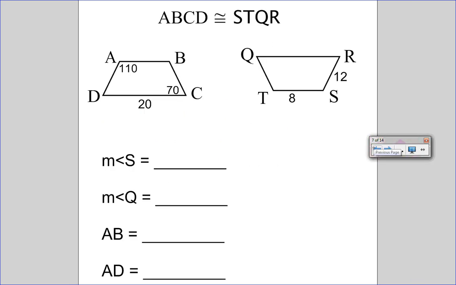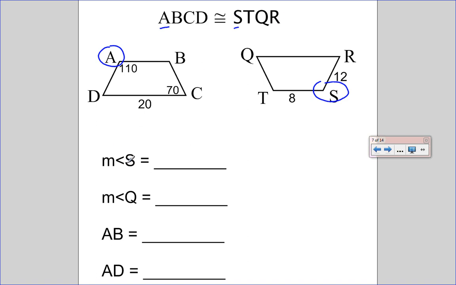All right, so we have polygon ABCD is congruent to polygon STQR. Before we even look at this stuff down here, let's look at and see what angle A corresponds to. Well, angle A is the first letter, so it corresponds to the first letter, which is S. So angle A is congruent to angle S. So while the polygon might be reflected, we can still compare the letters. So we know that angle D, for example, would be congruent to angle R.